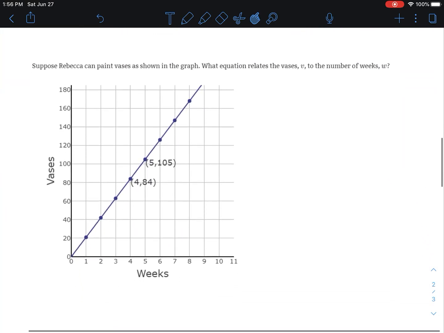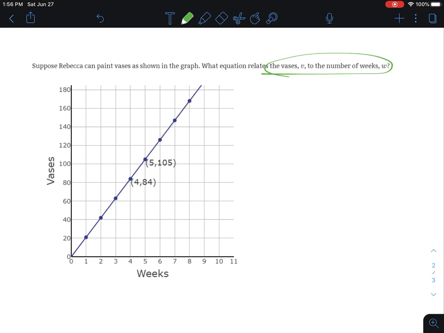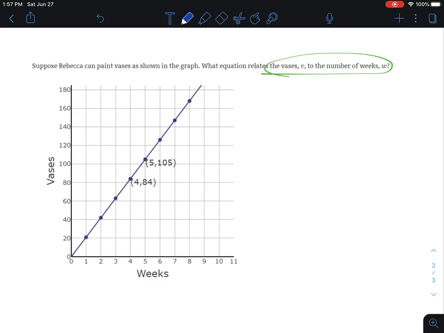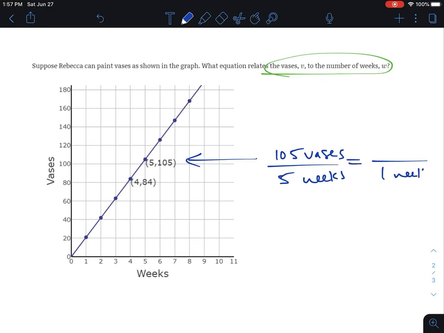Okay, moving on to the last example here, we've got vases and weeks. So we're trying to figure out an equation that relates V to the number of weeks W. So what we're really looking for here is a unit rate first. So let's use either one of these and find the unit rate. How about this one again? So let's use 105 vases in 5 weeks. That would be the same as how many in 1 week. So x vases in 1 week.